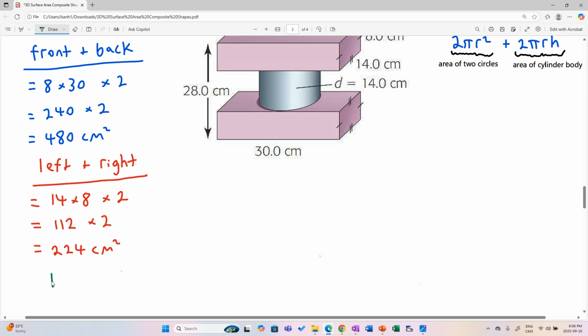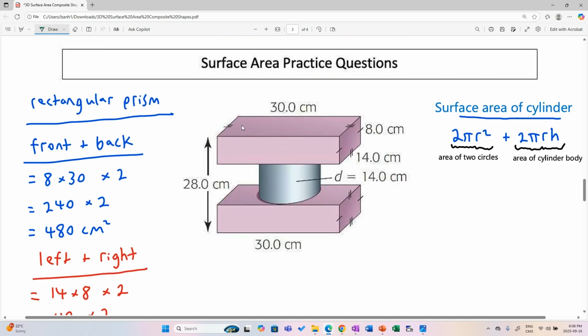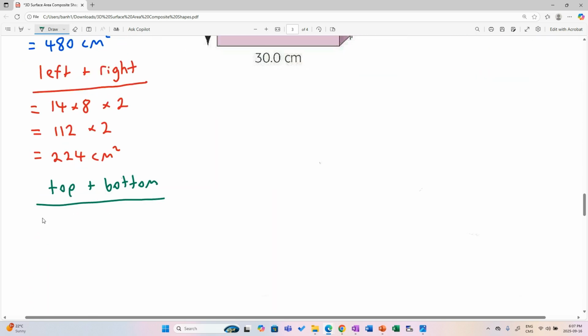Now I solve for the top and bottom of one rectangular prism here. So the top is going to be 30 times 14, and I'm going to multiply it by 2 to get the bottom as well. So I'm going to get 420 multiplied by 2. And 420 times 2 is 840.